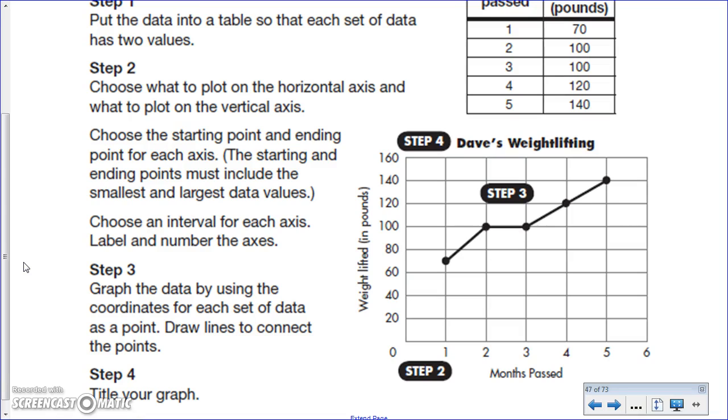Then they used a ruler to draw lines to connect the dots. When you're doing a line graph, you need to use a ruler to make sure your line stays straight from point to point. Step 4 is to title your graph. You can see up here they've titled it Dave's Weightlifting.